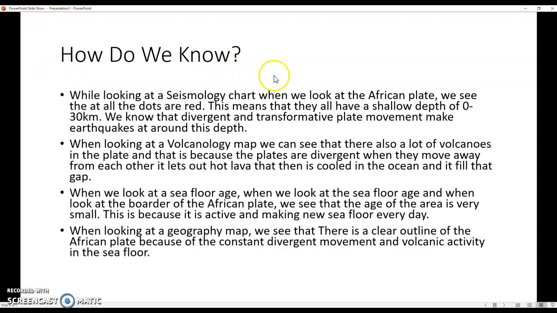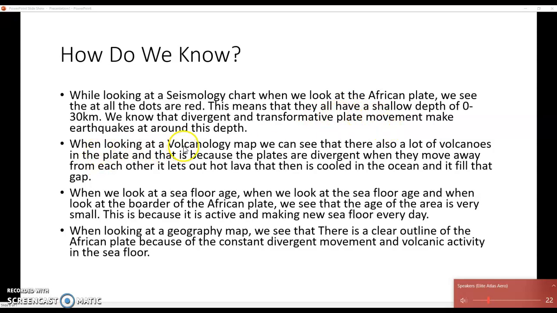How do we know these things are true? So if you look at a seismology chart, when we look at the African plate, we see that all the dots on there are red. This means that all of the earthquakes are between 0 and 30 kilometers. And we know that in divergent and transformative plate movement, the earthquakes are around that depth. So that gives us a good idea that it's probably a divergent or transformative plate movement.